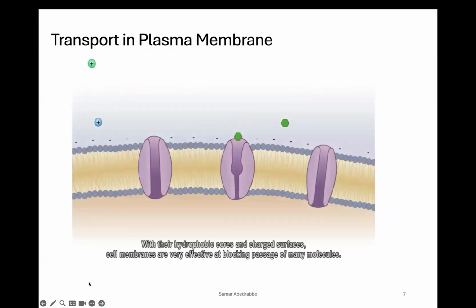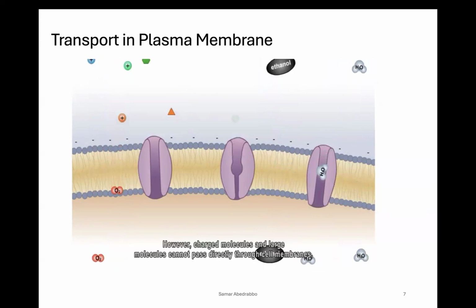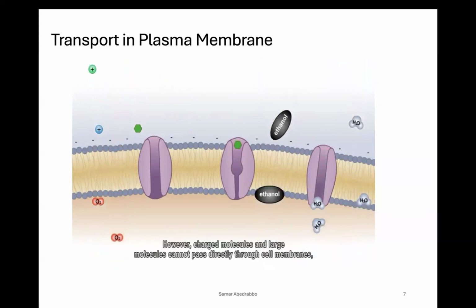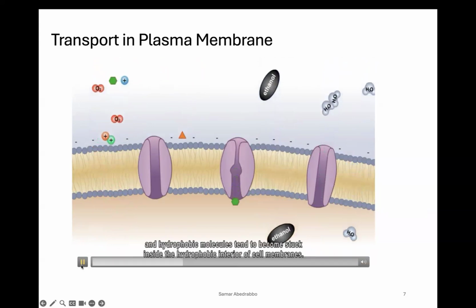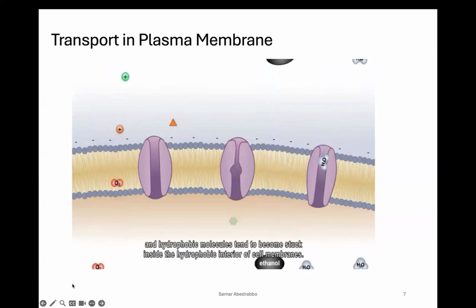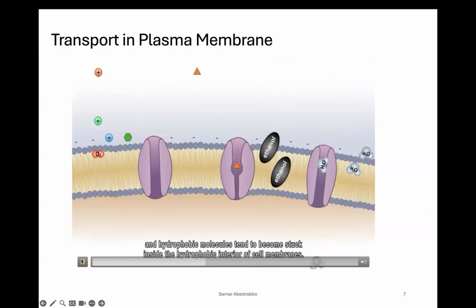With their hydrophobic cores and charged surfaces, cell membranes are very efficient at blocking passage of many molecules. Some molecules, such as water, dissolved oxygen, and simple alcohols, are able to pass through cell membranes freely by passive diffusion. However, charged molecules and large molecules cannot pass directly through cell membranes, and hydrophobic molecules tend to become stuck inside the hydrophobic interior of cell membranes.